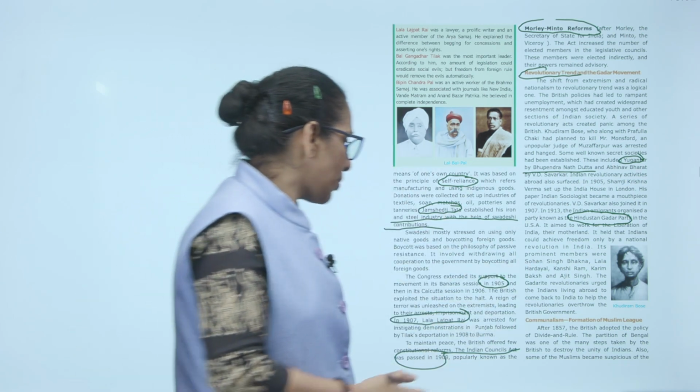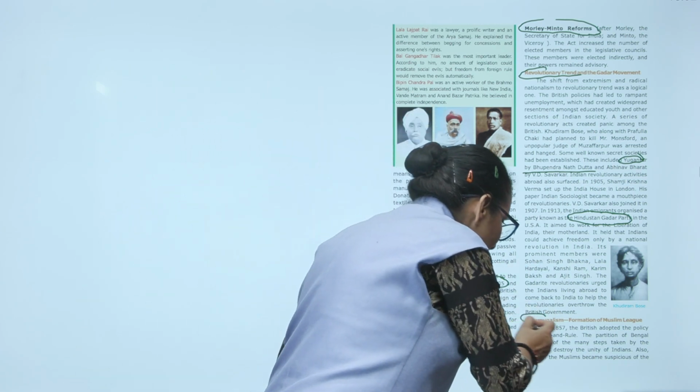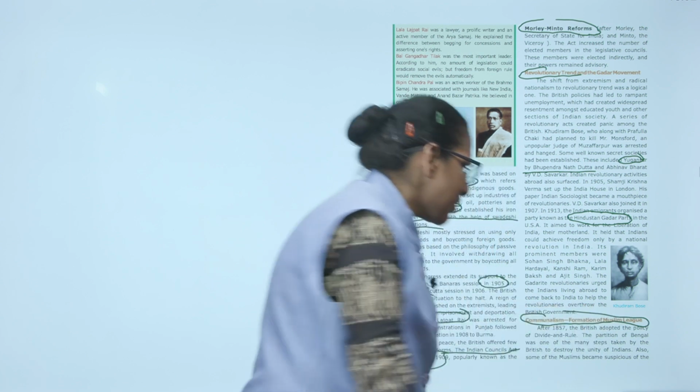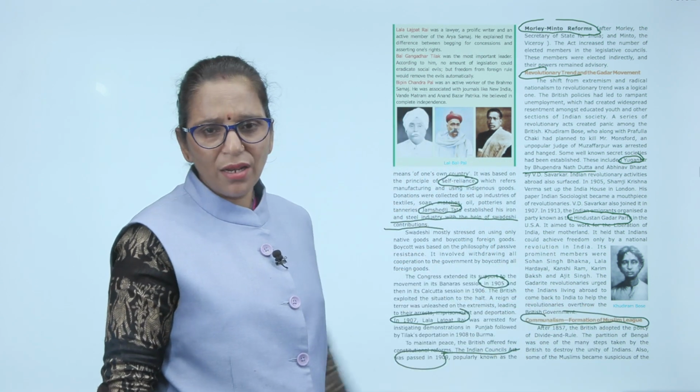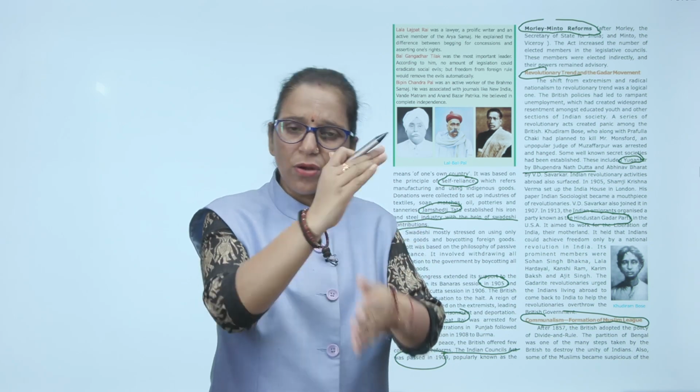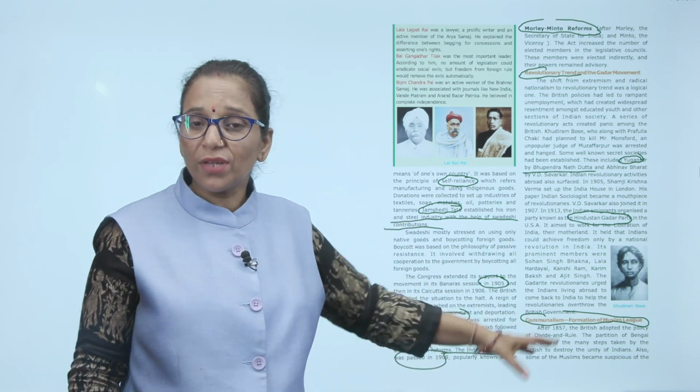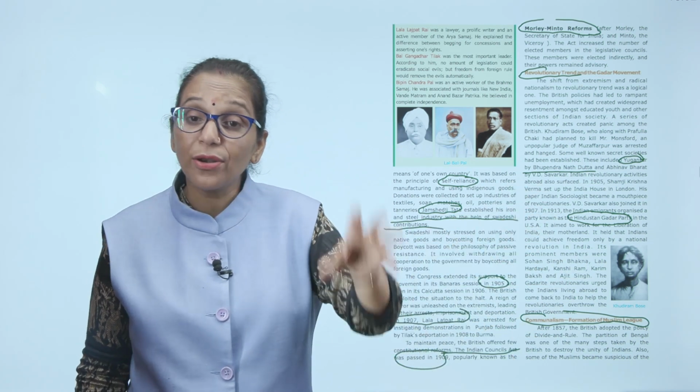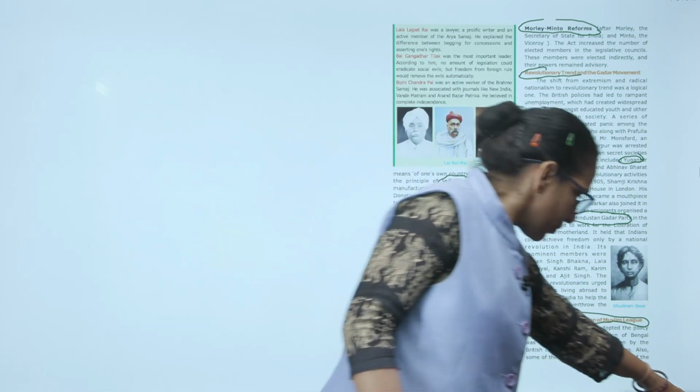Now moving to communalism and the formation of the Muslim League. After 1857, the Britishers knew very well that yes, we need to disrupt the unity of India. So they followed the policy of divide and rule, especially between the Hindus and Muslims. The partition of Bengal was one of the great examples of this divide and rule policy.